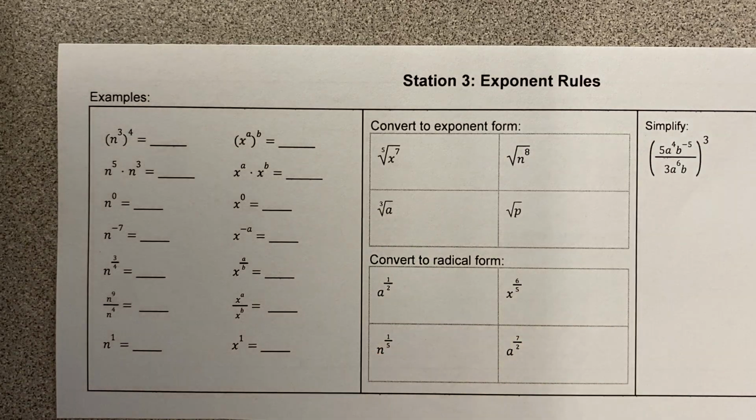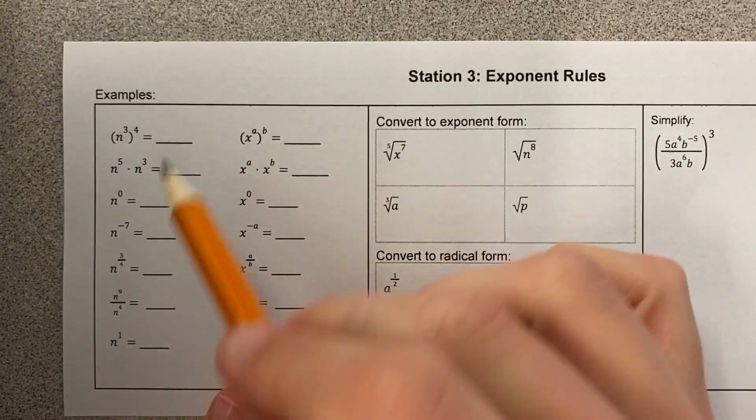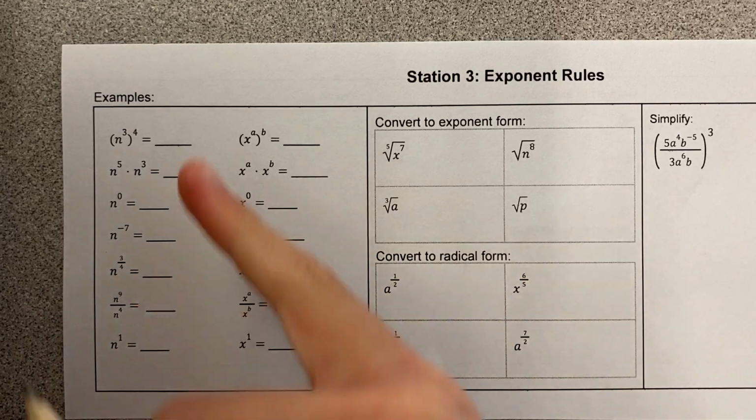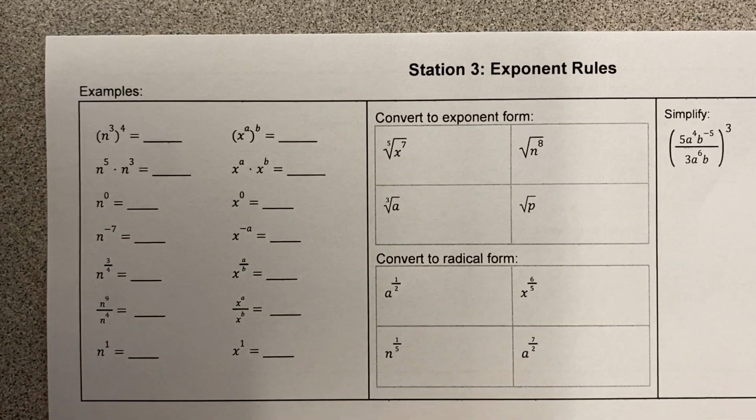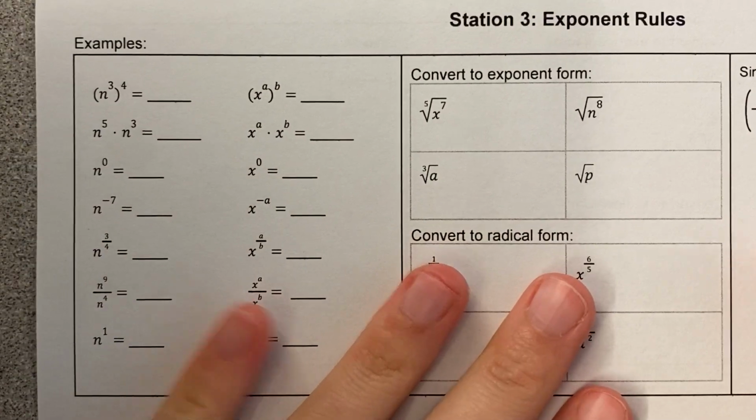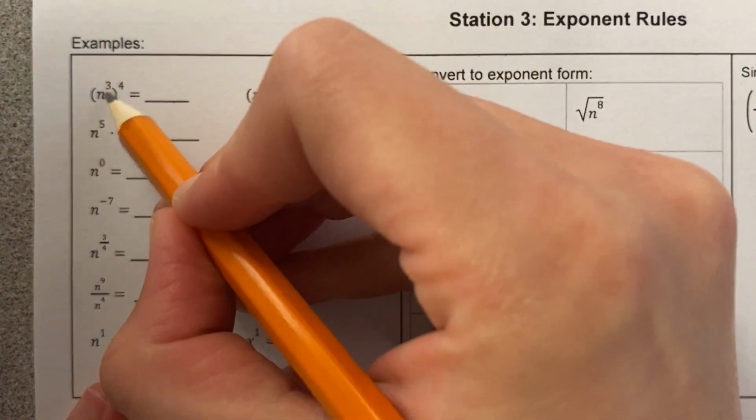All right, for the exponent rules. There are some exponent rules that are simple and short, and what we want to be able to do is apply those both with numbers, but also with just variables, okay? So let's start here. Like here, n to the third to the fourth power.